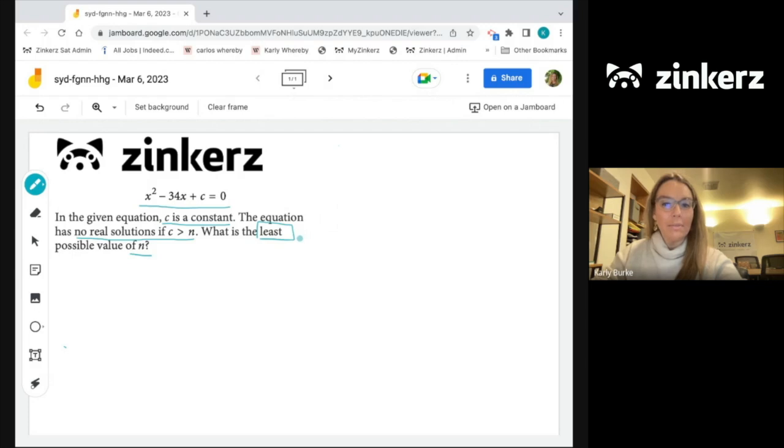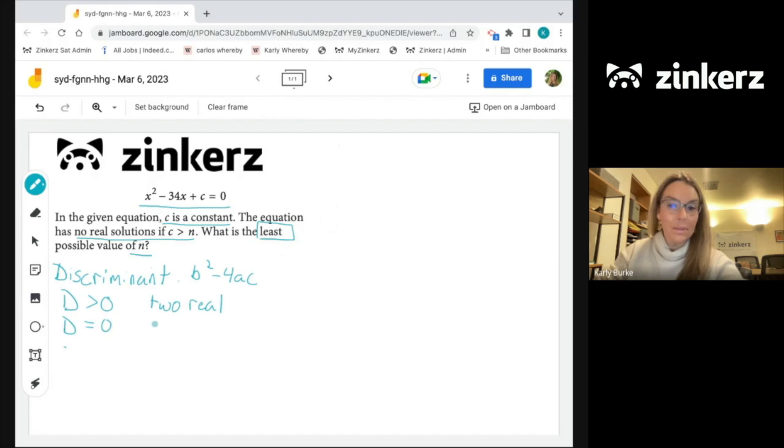So, do you remember how to figure out how many solutions there are to a quadratic? We have to look at the discriminant. That is the part of the quadratic formula that is underneath the radical. So the discriminant is b squared minus 4ac. And what are the rules for this? Well, if the discriminant is positive, if it's greater than 0, then there are two real solutions. If the discriminant is equal to 0, there's one real solution. And if the discriminant is less than 0, there are no real solutions.